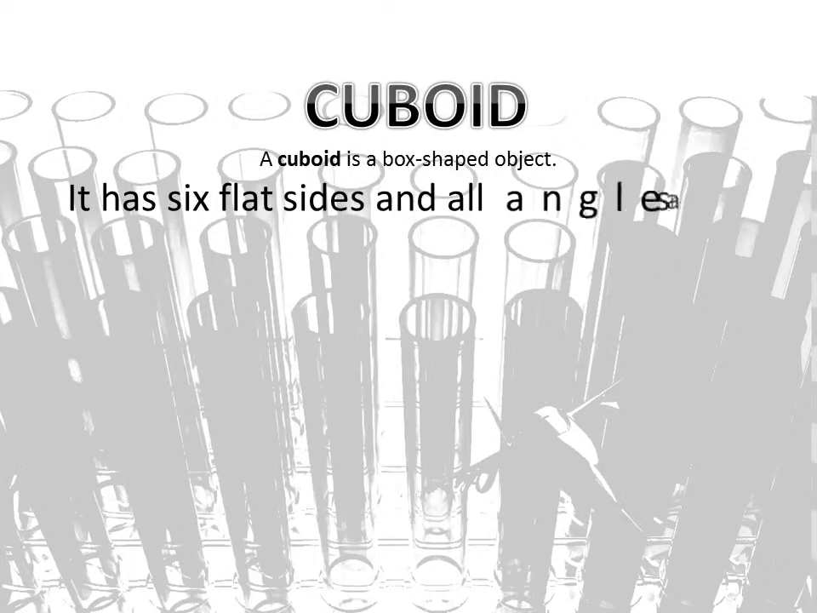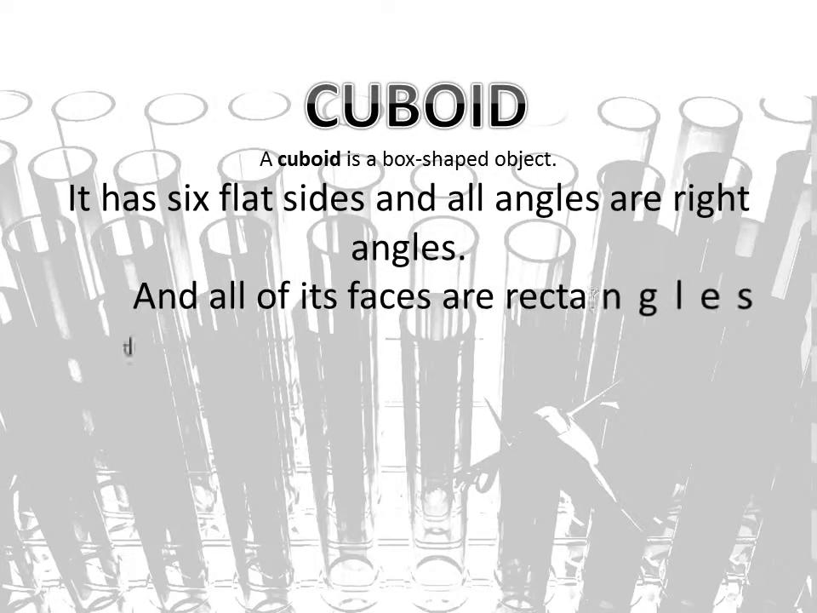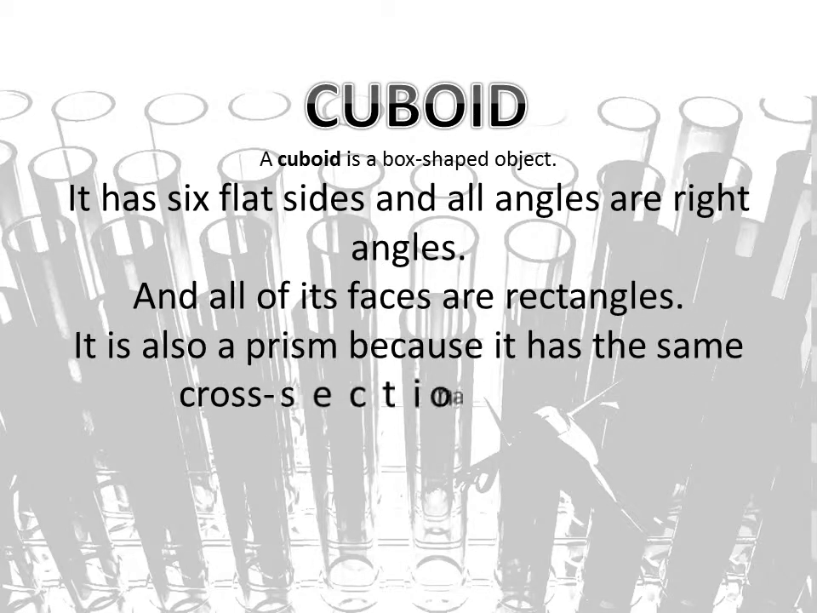Cuboids. A cuboid is a box-shaped object. It has 6 flat sides, and all angles are at right angles. All of its faces are rectangles, and it is also a prism because it has the same cross-section along the entire length.